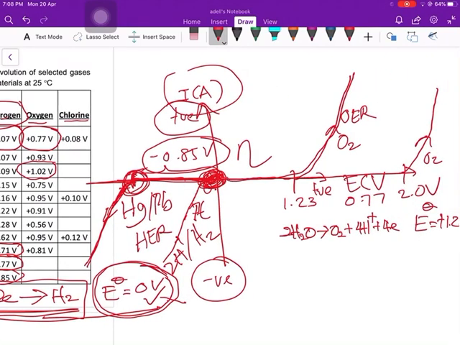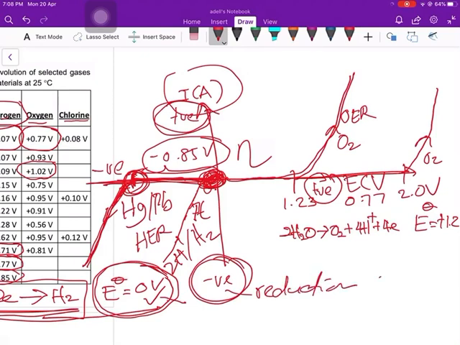Oxidation is in the positive direction: E positive and current positive. But for reduction, E is in the negative direction and current is negative, downward. Negative doesn't mean that it becomes less. No, it means that it is more. This is the sign to show the reduction current.